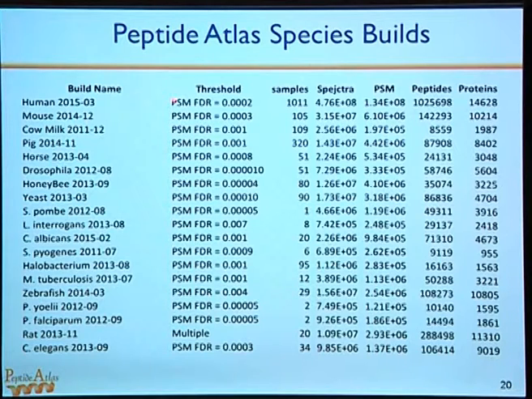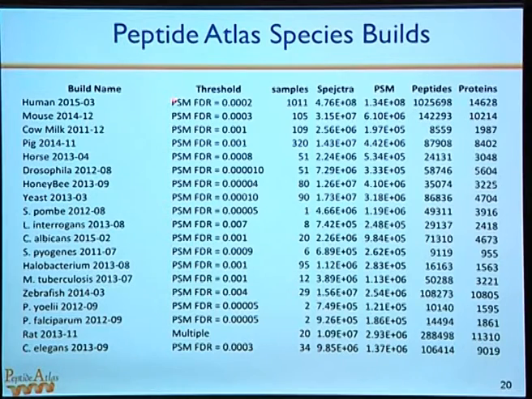And you can see that we have some 21 organisms, I think, where we have a sizable build. We're, again, using very low FDRs. This is 0.002%, or 0.0002 as an FDR threshold at the PSM level. And what the target is, this will almost always yield a 1% FDR at the protein level.